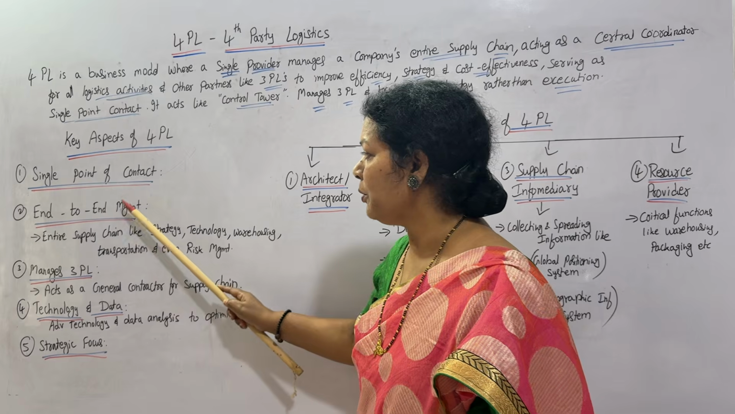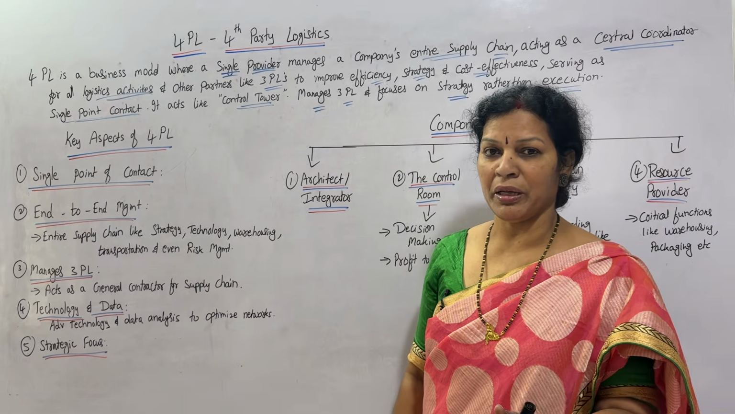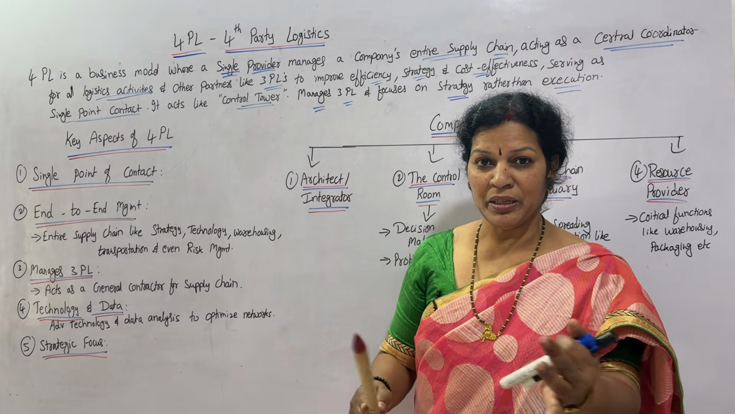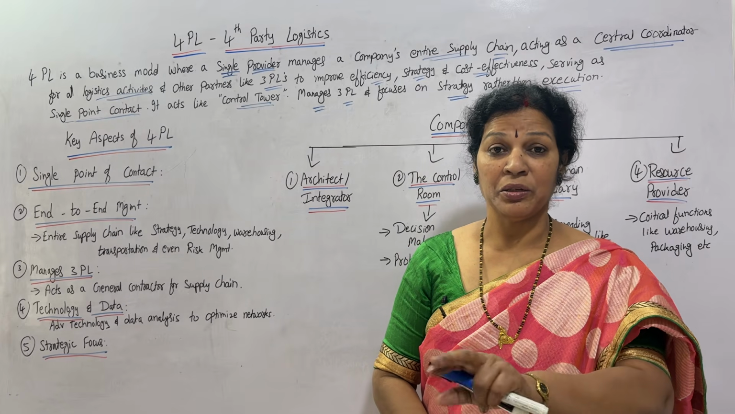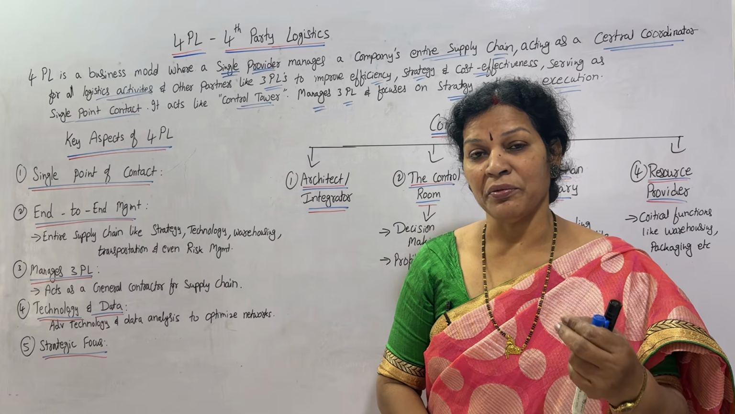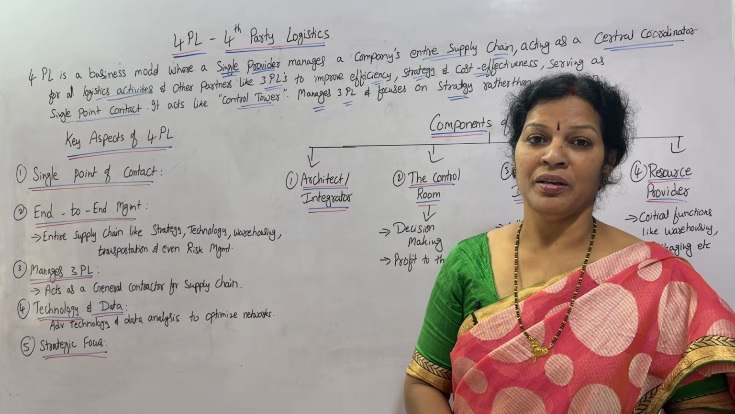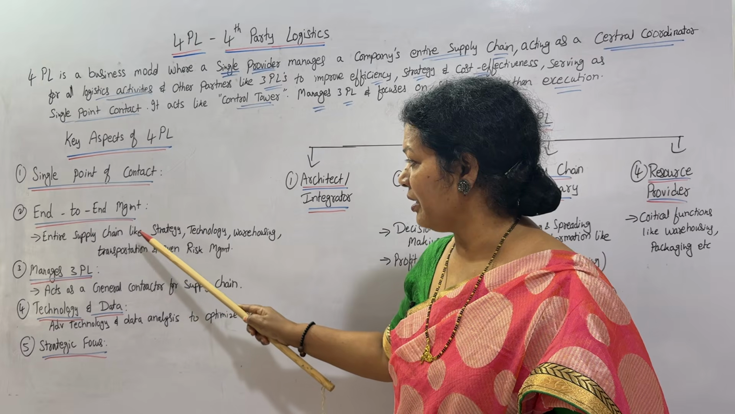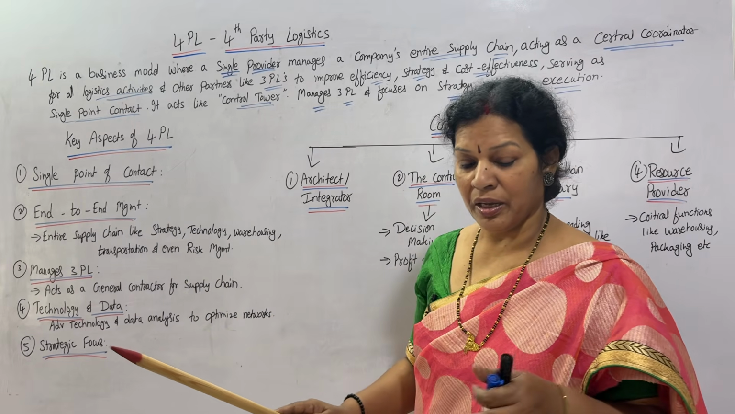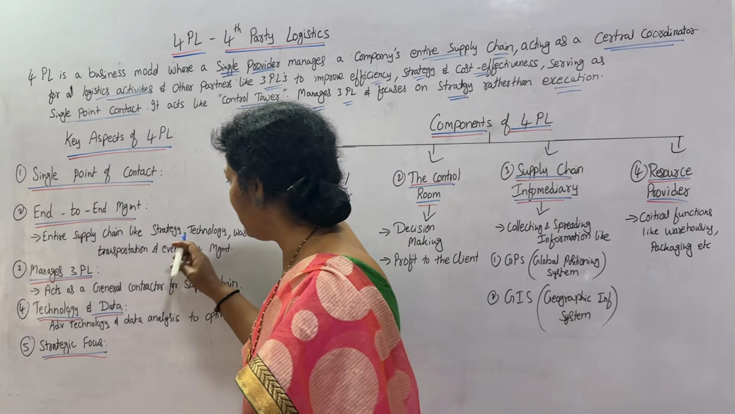Second one, end to end management. End to end management means right from the beginning to the end, they are going to manage everything. 4PL people, in short, we can say it as the entire supply chain activities. Like, what are the activities?